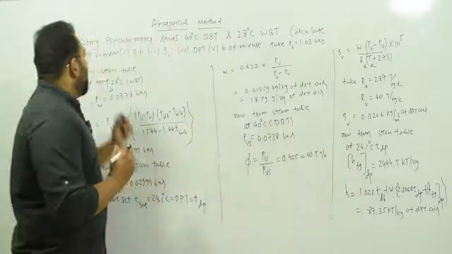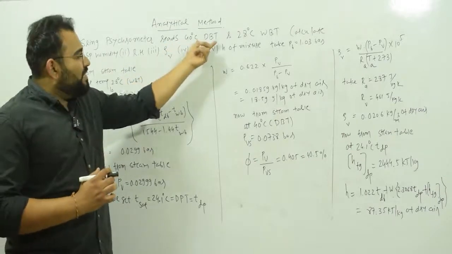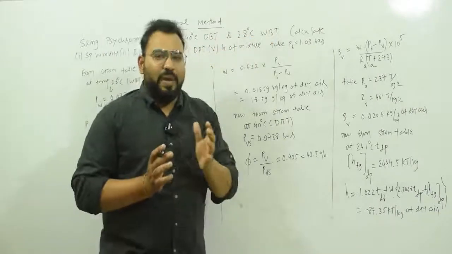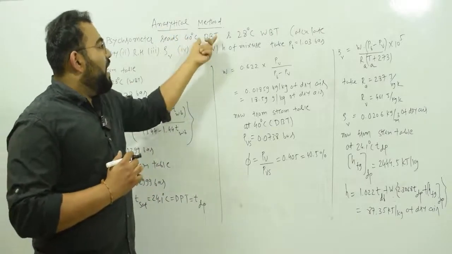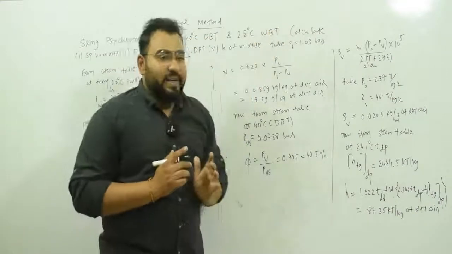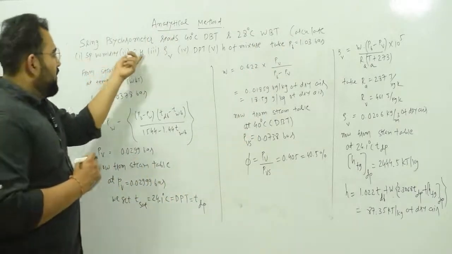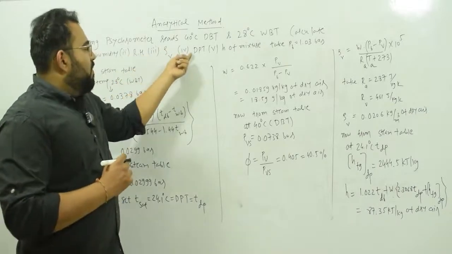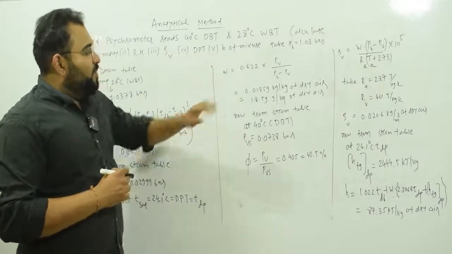Here, a sling psychrometer reads 40 degrees Celsius DBT, dry bulb temperature, and 28 degrees Celsius WBT, wet bulb temperature. With the help of the sling psychrometer we have taken a reading: dry bulb temperature 40 degrees Celsius and wet bulb temperature WBT equal to 28 degrees Celsius. Calculate: number 1, specific humidity; number 2, RH, relative humidity; number 3, rho V, vapor density; number 4, DPT, dew point temperature; and number 5, enthalpy of the mixture.